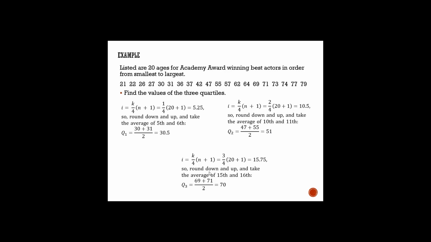I'm going to go down here and I'm going to say, okay, what's quartile 3? Well, I use 3 for K and do the same calculations again. I come up with 15.75. Well, when I go down, I get 15. When I go up, I get 16. I'm between the 15th and 16th terms. So when I count over, it's 1, 2, 3, 4, 5, 6, 7, 8, 9, 10, 11, 12, 13, 14, 15. It's 69 and 71. Add those together, divide by 2, and my quartile 3 value is 70.